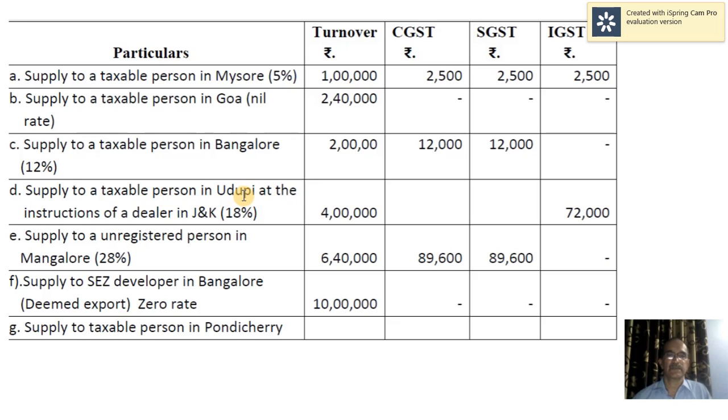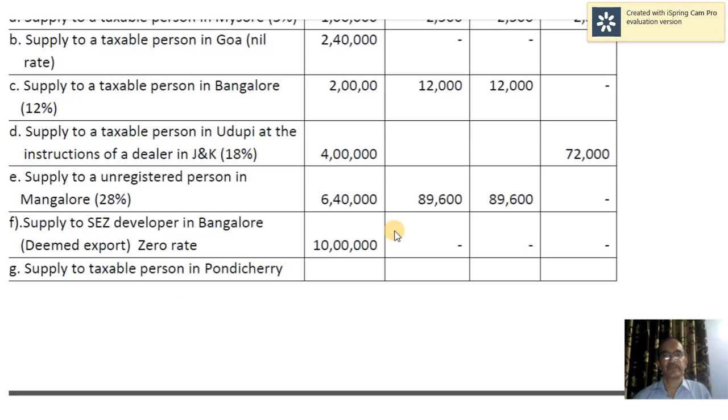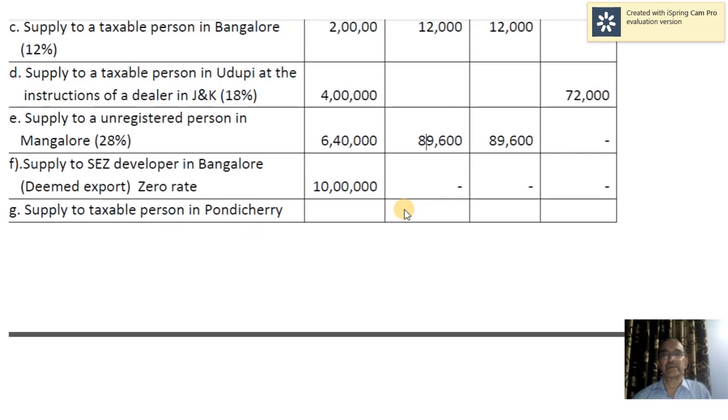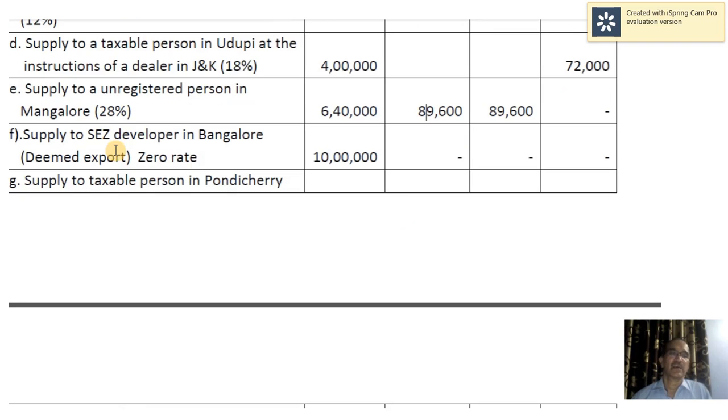Supply to a taxable person in Udupi at the instruction of a dealer in J&K. This is taken as an interstate transaction, though the goods are supplied in Udupi only. So 4 lakh into 18%, that comes to 72,000. And supply to an unregistered person in Mangalore, intrastate, so 14% each, that comes to 89,600 each.